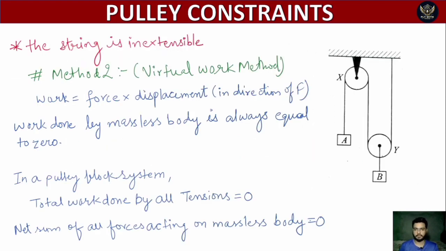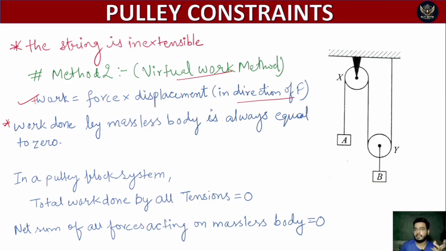The second method is the virtual work method. We will just find the relation between the displacements, velocities and accelerations through this method. Let's see what the method is saying. First of all, we all know that work is force into displacement, and the displacement and the force must be in the same direction, that is why the work will be positive, है ना? Now the work done for a massless body is always equal to 0. This is a very important point. For any massless body, the work done will always be equal to 0.